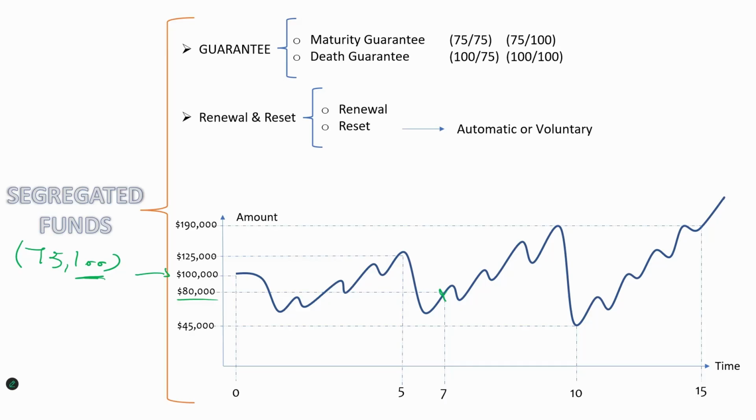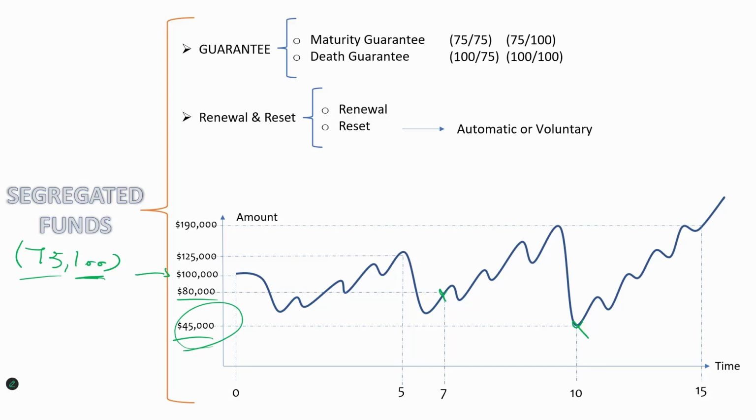Let's say if it just matures on the 10th year, right? And the market value is actually $45,000. What's going to happen here? Because the guarantee was 75% of the deposit on the maturity date, they were guaranteed $75,000. So the insurance company has to add another $30,000 to this $45,000 to pay the total amount.